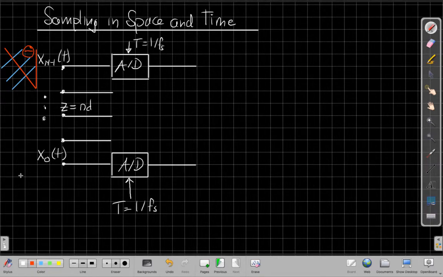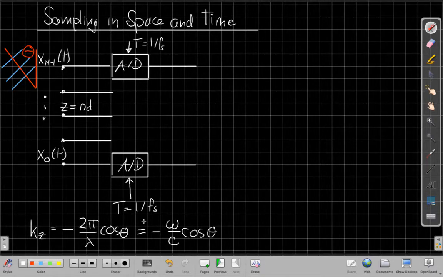And so theta relates to k sub z. We've seen earlier this semester for the incoming plane wave, we write this as minus 2 pi over lambda times cos theta. Or as we'll be using a lot more, we can also write 2 pi over lambda as omega over c times cosine of theta. We'll be using this formula a lot tonight. And so by having this uniform line array, we've taken something that's continuous on the z-axis and sampled in space.